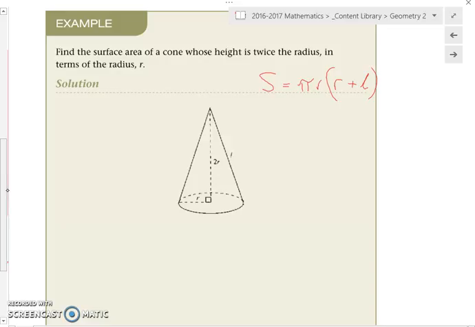Okay, let's do that. Now, I think, Nick, you said it a second ago. We want it in terms of r, so we don't want any other unknowns in there. So what unknowns have we got at the moment? We've got L and we have r, but we're happy with r. Cool? So how can we find L? Pythag. Awesome.